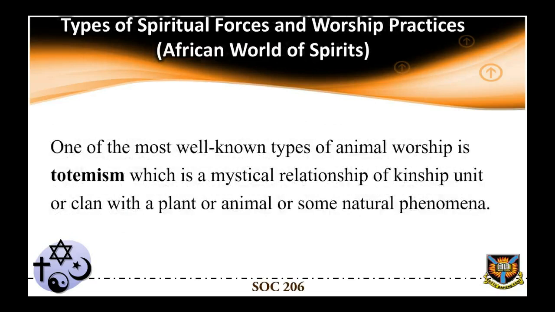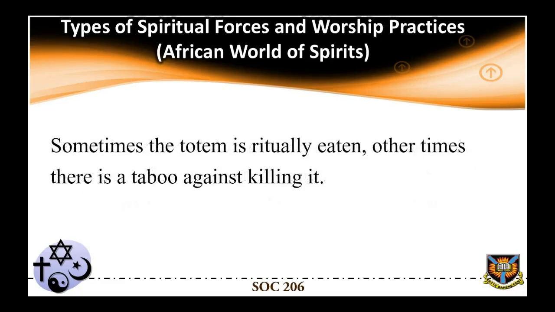One of the most well-known types of animal worship is totemism, which is a mystical relationship of a kinship unit or clan with a plant or animal or some natural phenomena. Sometimes the totem is ritually eaten, other times there is a taboo against killing it.